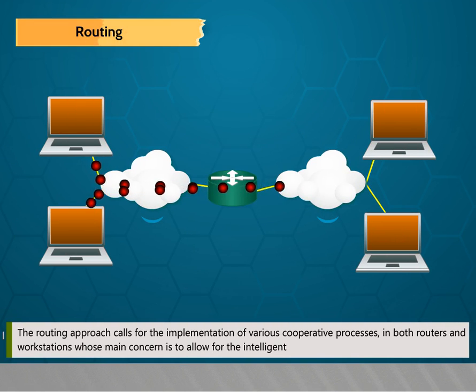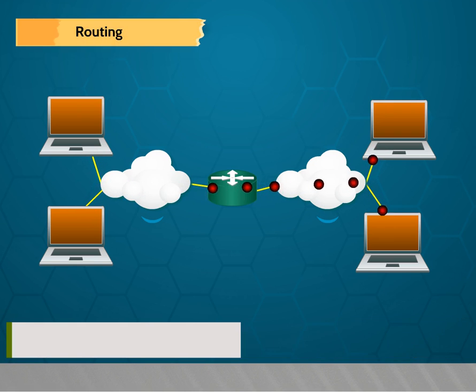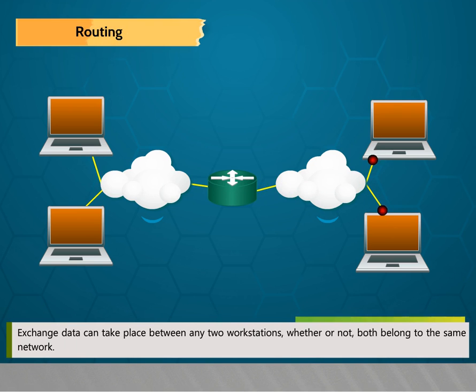The routing approach calls for the implementation of various cooperative processes in both routers and workstations whose main concern is to allow for the intelligent delivery of data to its ultimate destination. Exchange of data can take place between any two workstations whether or not both belong to the same network.